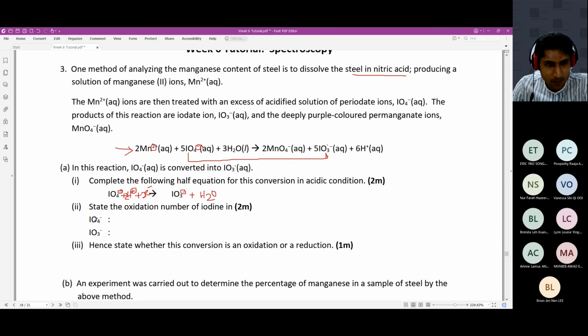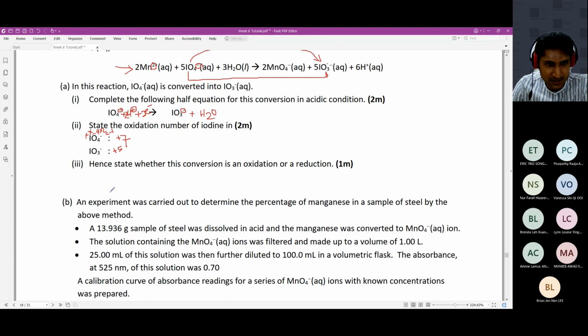What is the oxidation state of the periodate ion and the iodate ion? The oxidation state of the periodate ion, if we find it out with the same method that we have done, for iodine, let's say it's X. It should be positive X because oxygen is negative already. So X minus 4 times 2 is equal to negative 1. So it is positive 7. The periodate ion is positive 7, and for iodate, it is positive 5. So since it goes from positive 7 to positive 5, it is being reduced, so it is the reduction reaction.